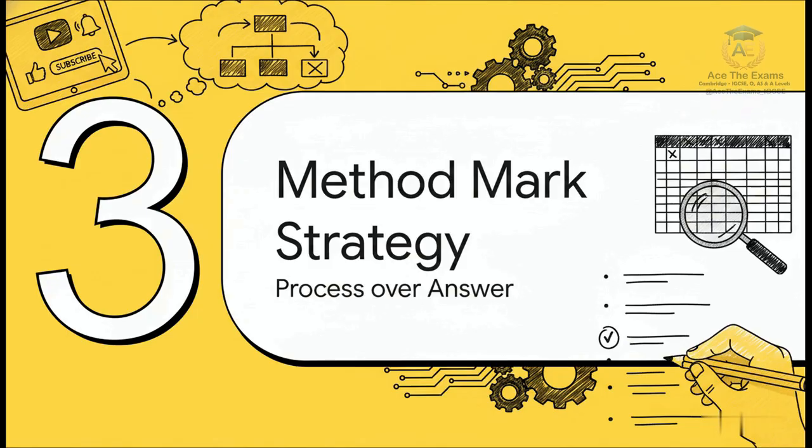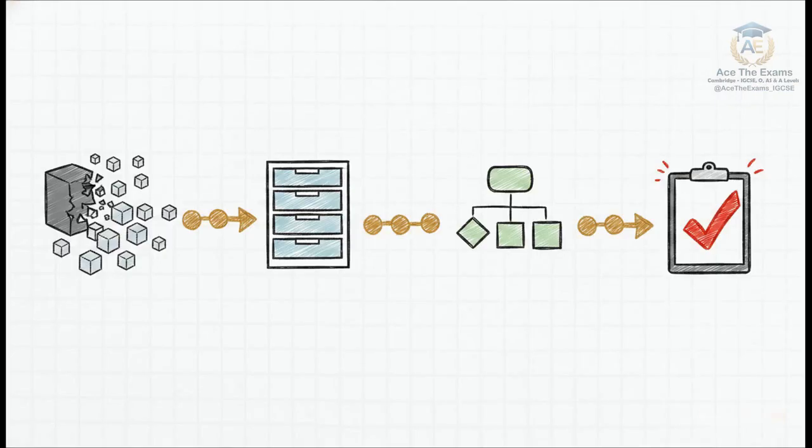Let's talk about how to capture every single point. Here's a massive secret for the 9618 syllabus. Particularly for multi-step problems involving data verification, marks are heavily awarded for the process, not just whether you got the final answer right. If you just magically write down a final conclusion without showing the systematic steps you took to get there, you are leaving precious method marks on the table.